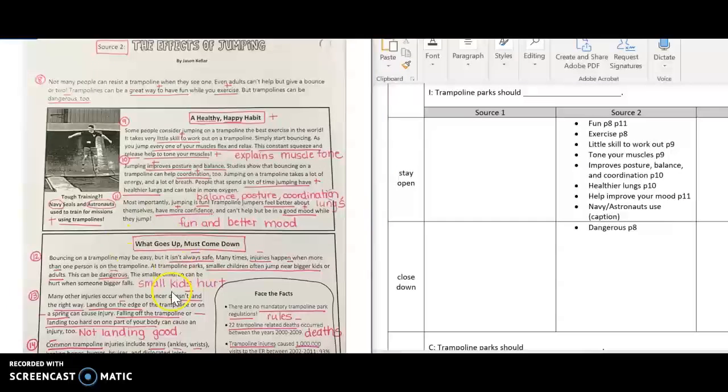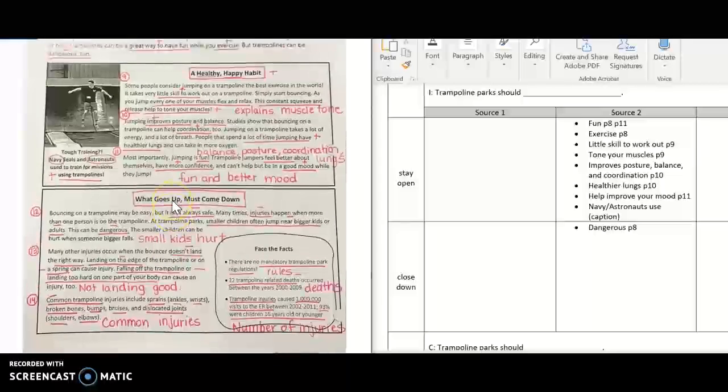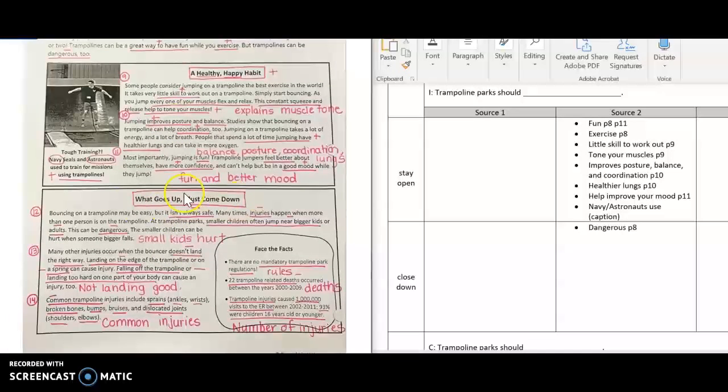And now we're down here. Let me scoop my text up so you can see it okay. What goes up must come down. We learned that just glancing at this, I see a lot of negatives. So I'm going to now focus down here on the close down section. I already wrote that they're dangerous. That was all the way up here, mentioned in paragraph 8 before we got started in this big healthy habit box. But now we're down here in paragraph 12. So we know that they are not always safe and injuries occur. That was mentioned in paragraph 12.